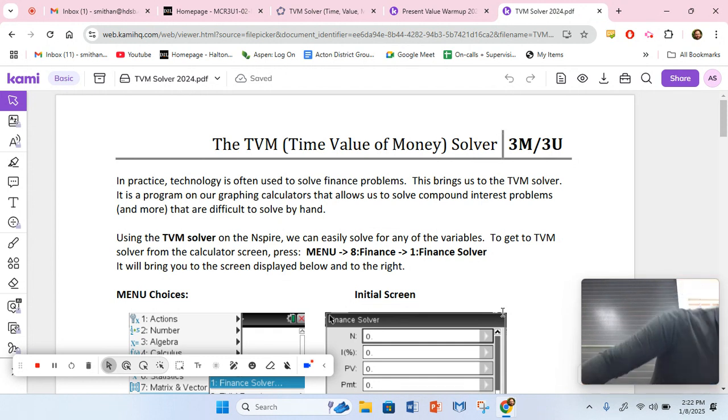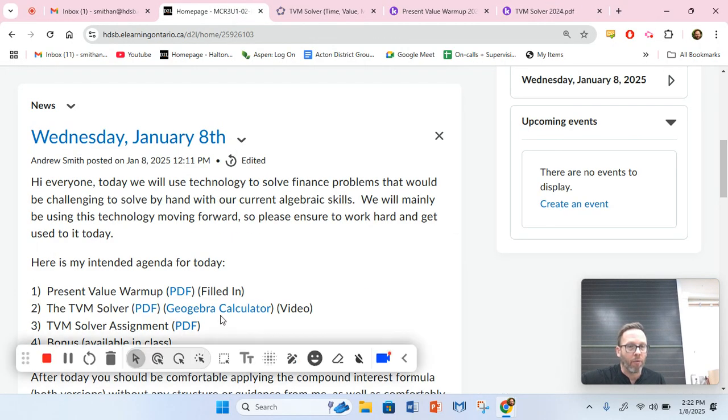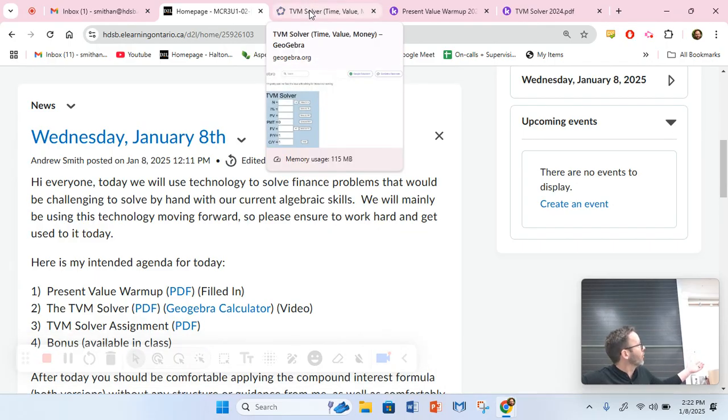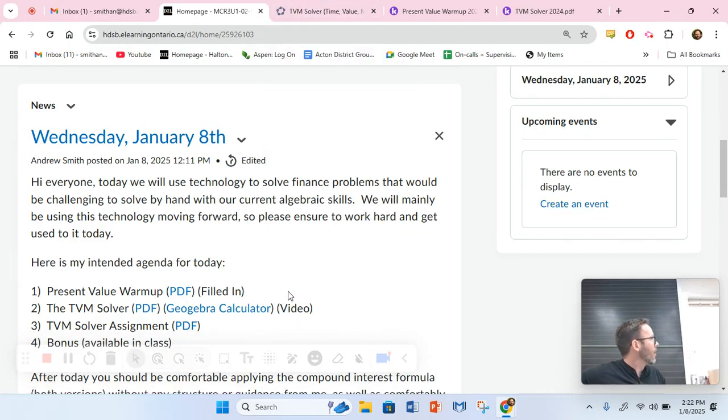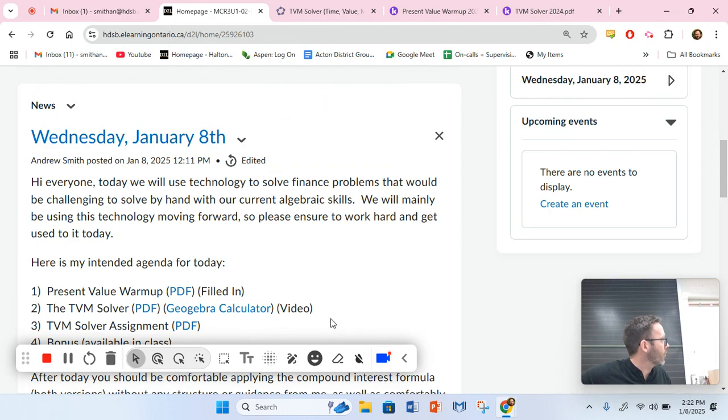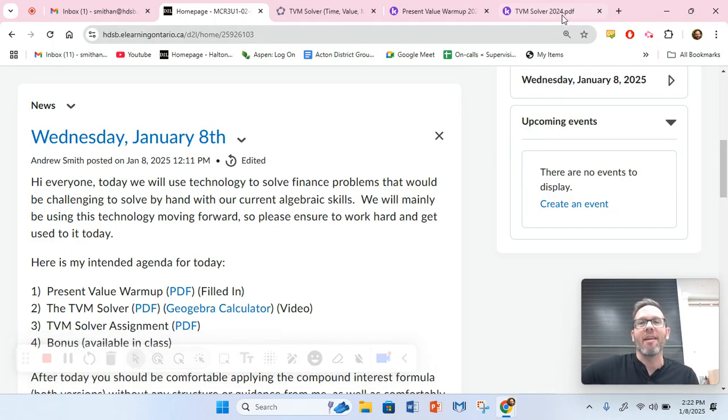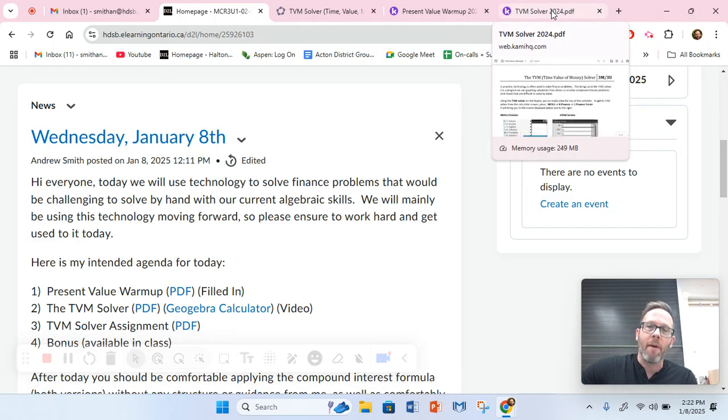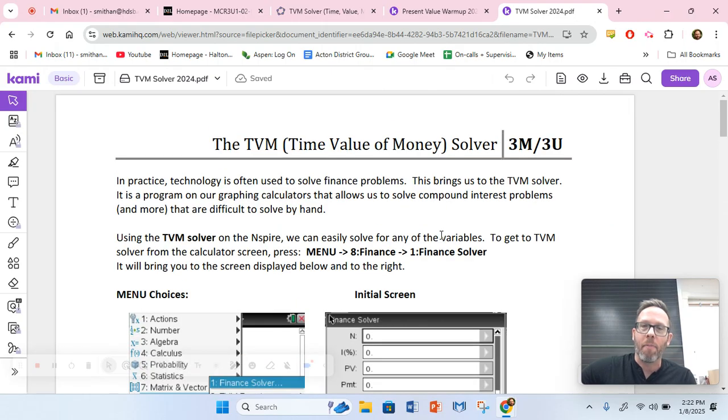Now, I have linked in the news feed, and I have also brought it up. I have a TVM solver. There's many online that actually looks like the one you guys are going to use. The link is there for you guys to use when you're at home doing stuff. I'm going to have it up here so I can mirror what you guys are doing. But I need to train you guys up a bit on these TI Inspires.